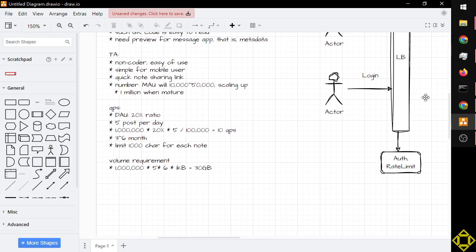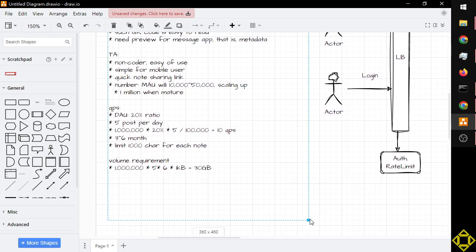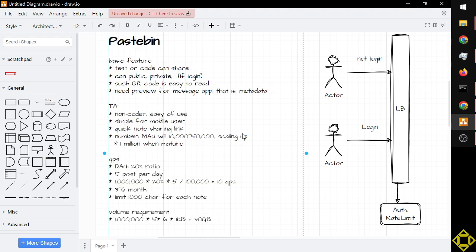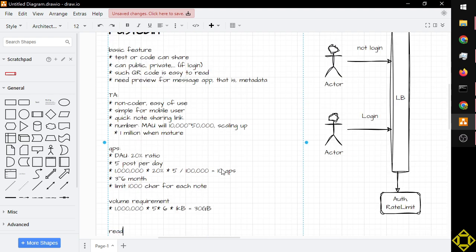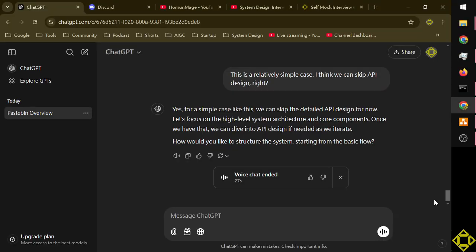I think we could assume some read-write ratio. I think we need to assume some read-write ratio because this is for sharing notes on social media. So I think the read to write ratio may be approximately 200 to 1. Do you think this is a fair ratio?